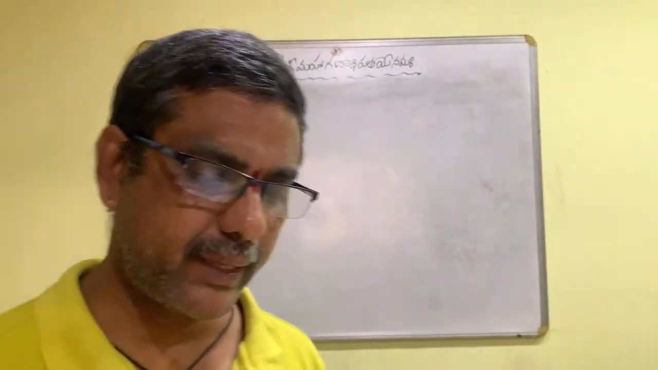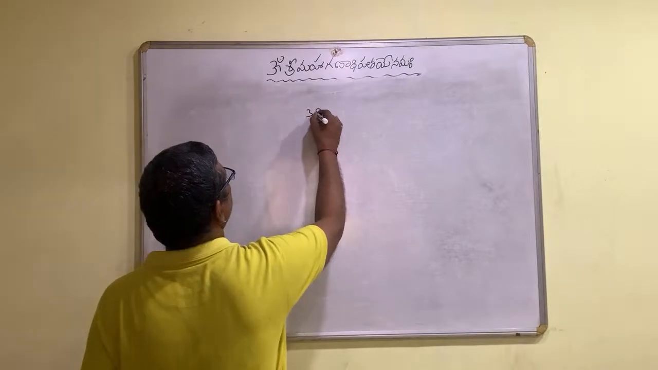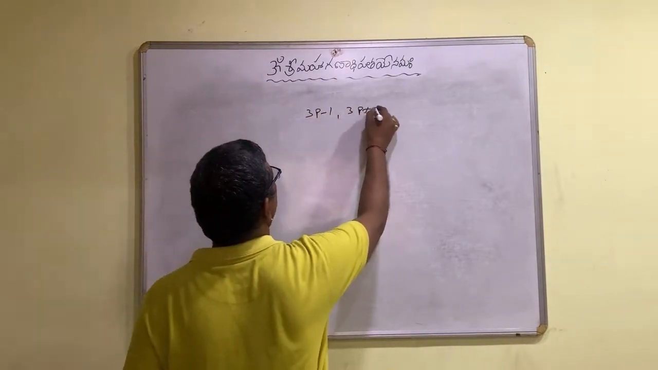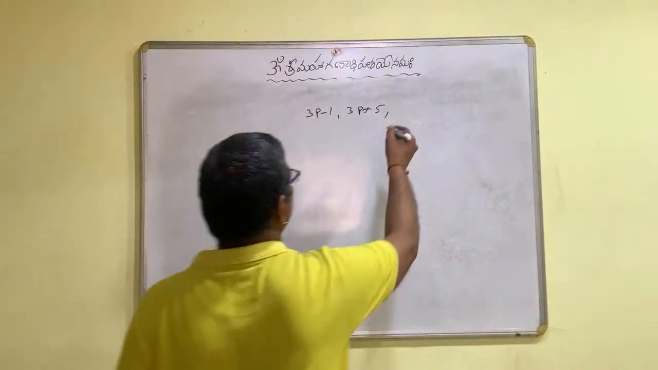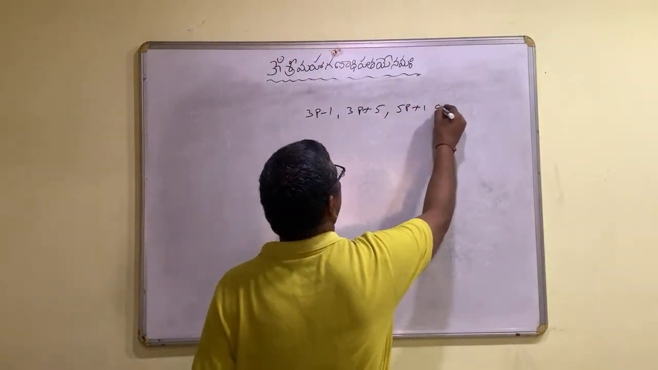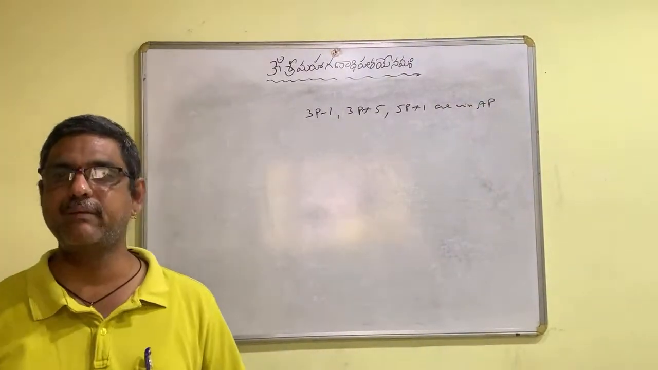First three terms of 3p minus 1, 3p plus 5, 5p plus 1 are in AP. We need to find out the p value.